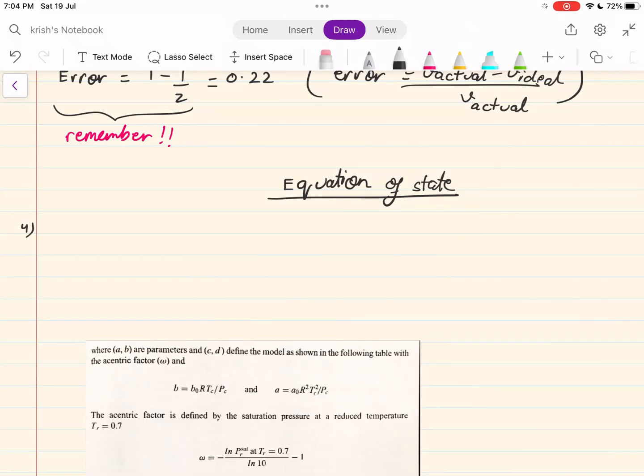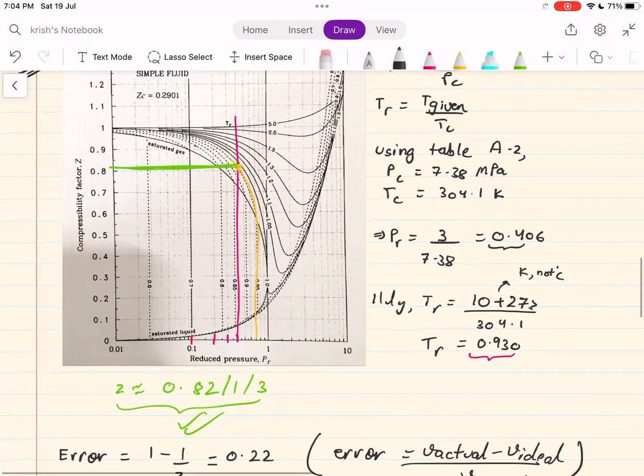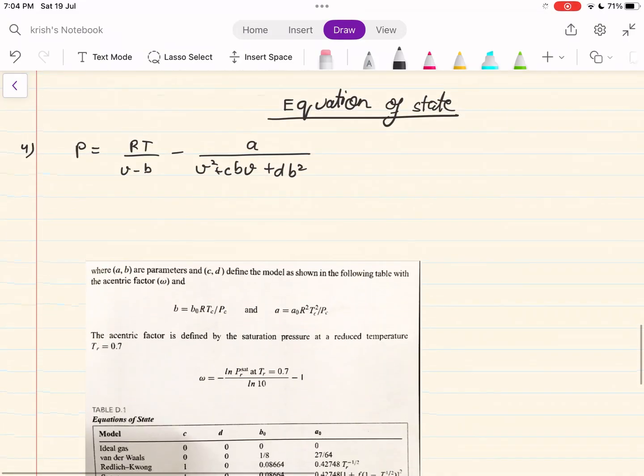All of the equations of state have a general form of P equals RT by V minus b, minus a by V square plus cbV plus db square. Don't worry, you don't have to remember this. This is also given in your thermo tables. I think it is close to where this graph is given. So my point is, this is a general form of any equation of state.